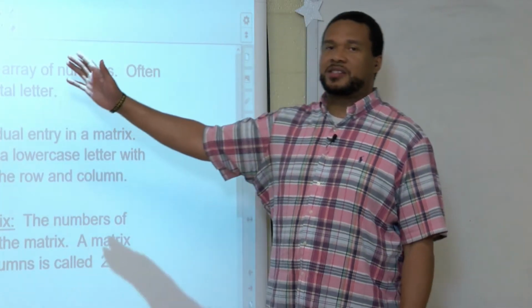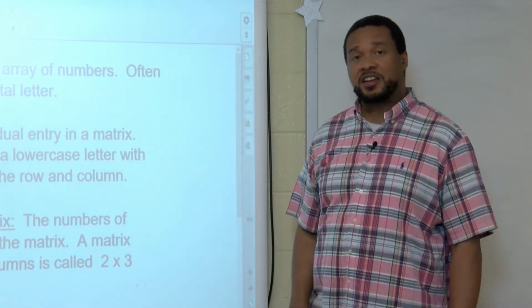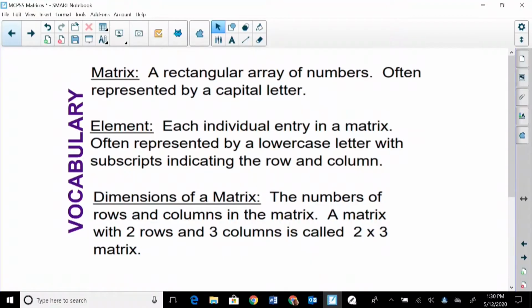All right, a matrix. Let's go through some terms. Matrix, which is the singular form of matrices, is a rectangular array of numbers often represented by a capital letter. An element of a matrix is each individual entry in the matrix, often represented by a lowercase letter with subscripts indicating the rows and columns. The dimensions of a matrix is the number of rows and columns in the matrix. A matrix with 2 rows and 3 columns is known to be a 2 by 3 matrix.